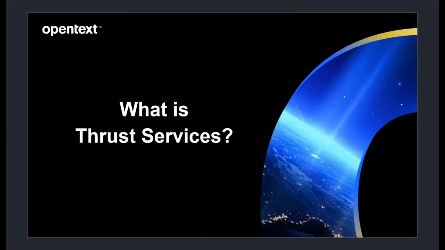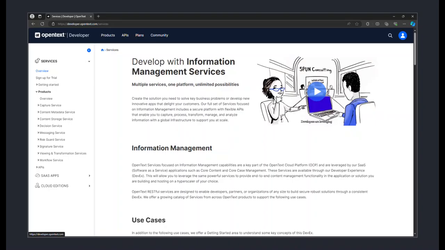Trust Services offered by OpenText is a comprehensive collection of content management APIs that help you build applications with highly robust and secure information management capabilities, which we will soon see as we explore Developer Workbench.